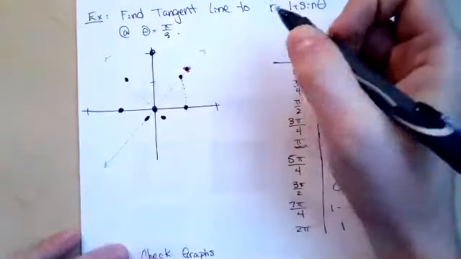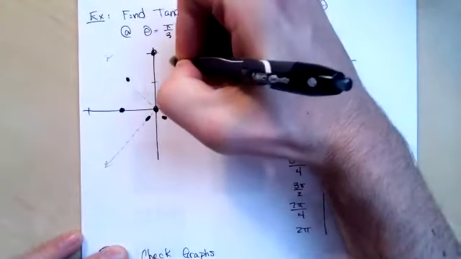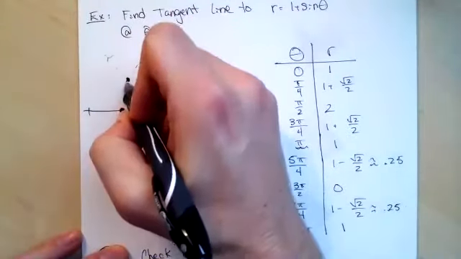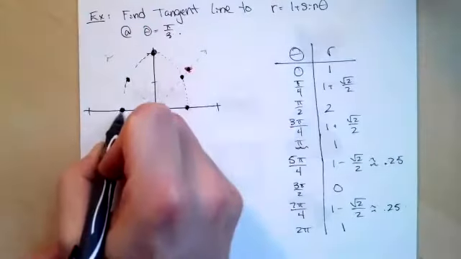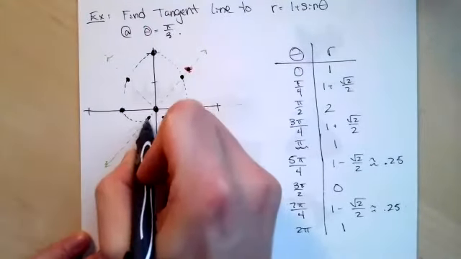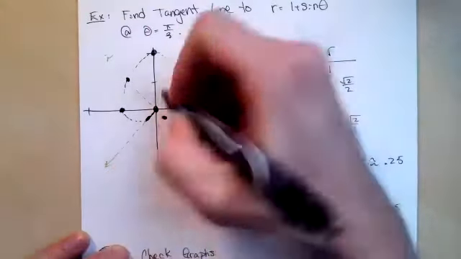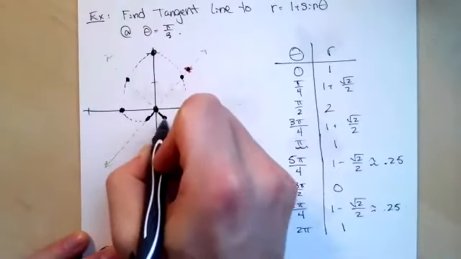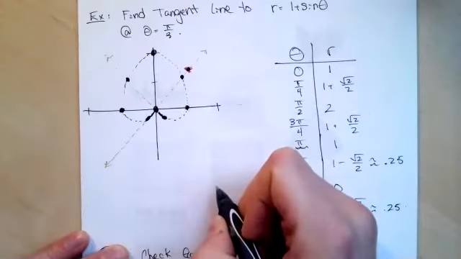We went from there to there. Then we went vertical. Then we went to 3 pi over 4. And then this was our 5 pi over 4. And then we kind of come down. We hit here and make a heart, make a cusp. And then we complete it.